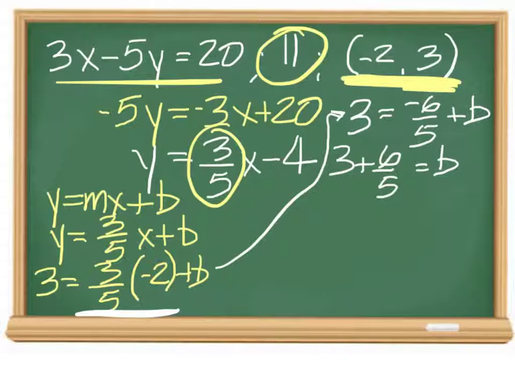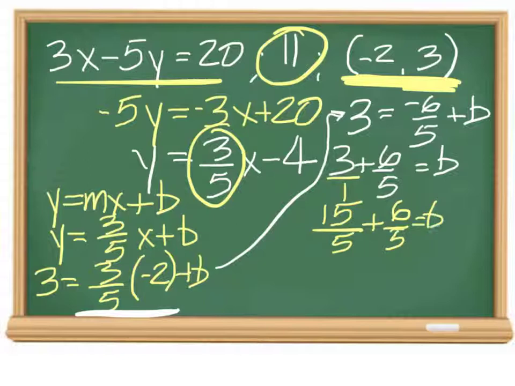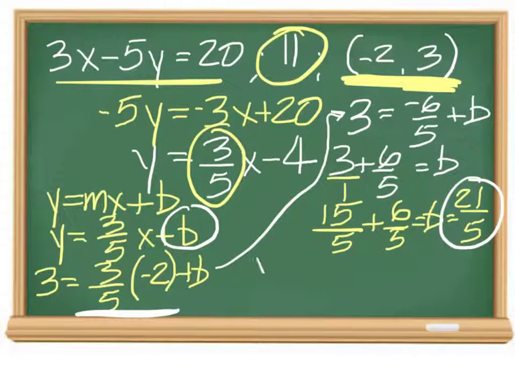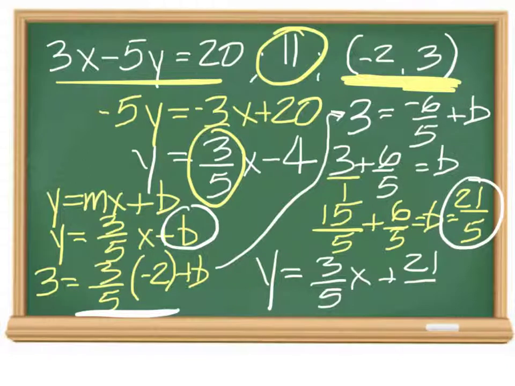And now you need a common denominator. That's really 3 over 1. So if you make it 5 on the bottom, that's 15 on the top. And 15 plus 6 is 21. So it'll be 21 over 5. Now put this in here to get y equals 3 over 5 x plus 21 over 5.